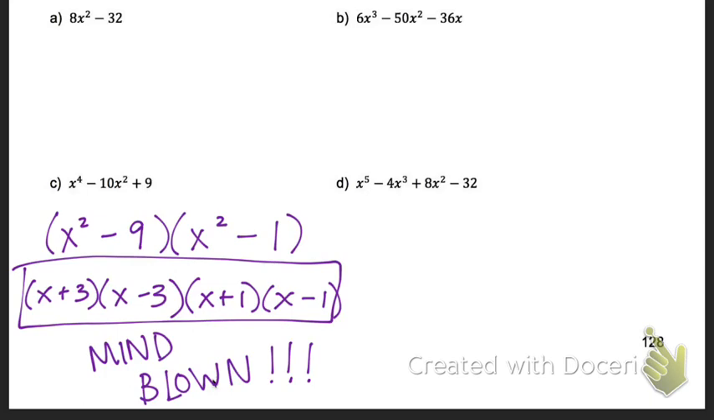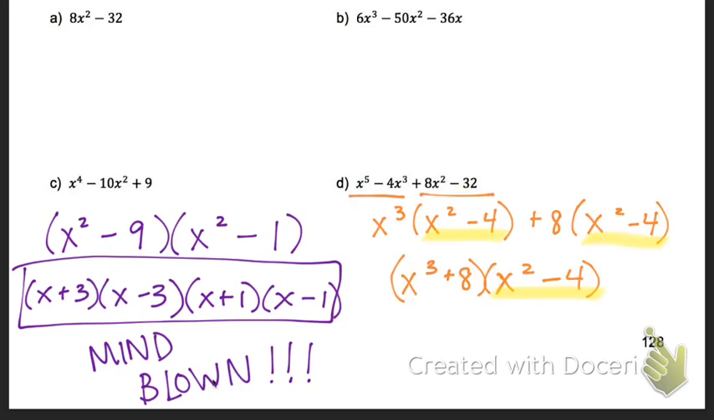Okay, now I want you to try D, and once you think you have it, you're going to keep going. There's no pressure. All right, so we got to this point. Is everyone okay with getting to here? From here I am not done, because I can turn this x squared minus 4 into what?